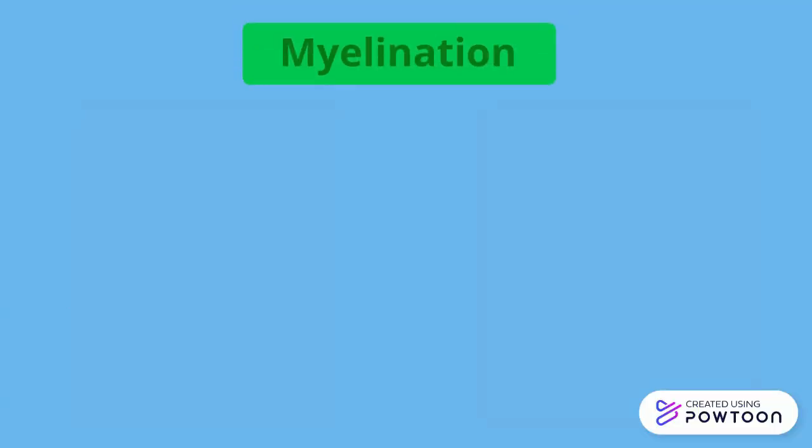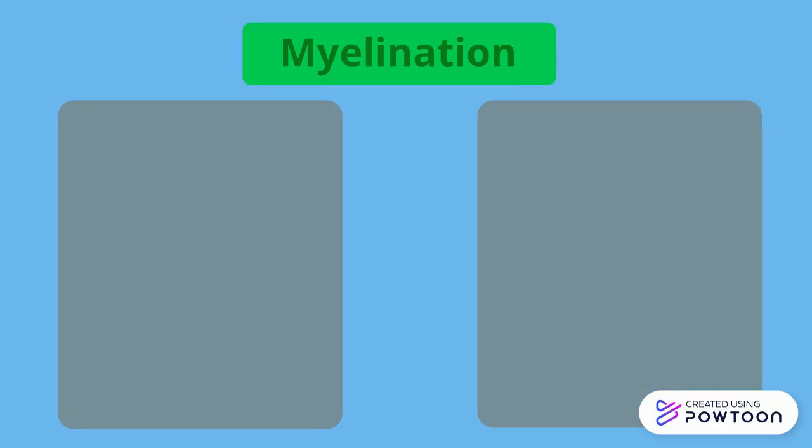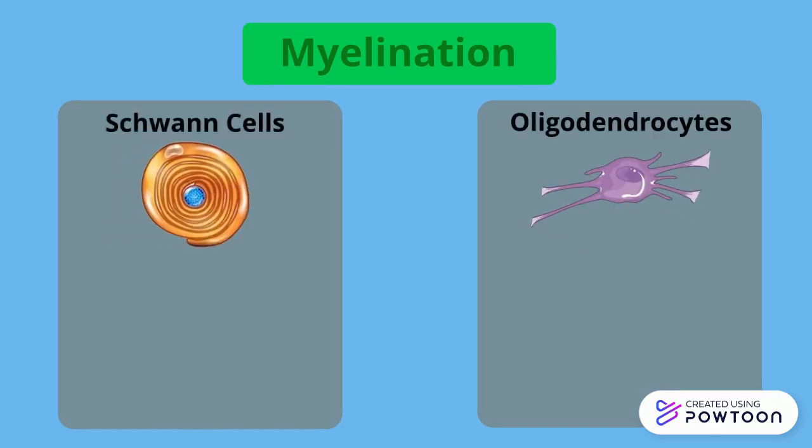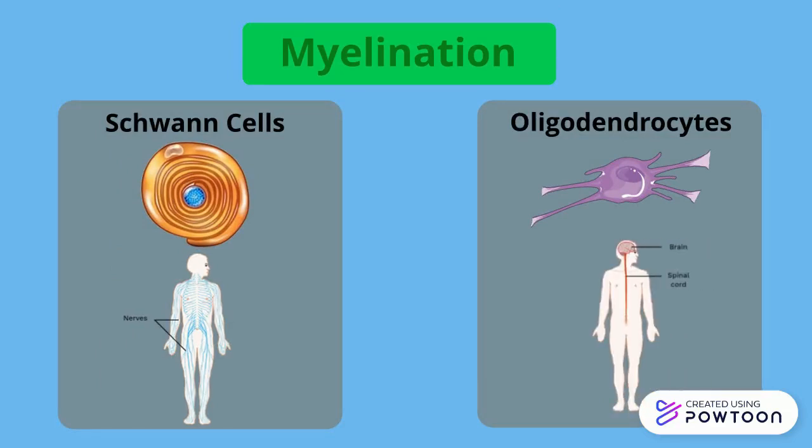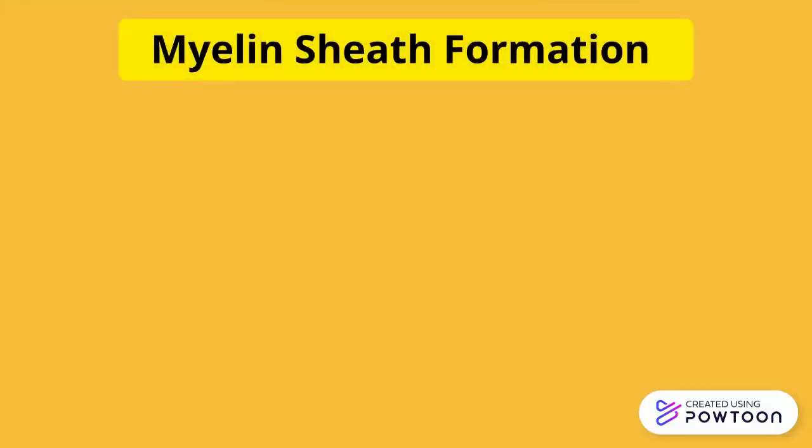The main two cells involved in the production of the myelin sheath are Schwann cells and oligodendrocytes. Schwann cells are found in the peripheral nervous system, while oligodendrocytes are found in the central nervous system. Each myelin sheath in the peripheral nervous system has a Schwann cell. Here's how the myelin sheath forms.